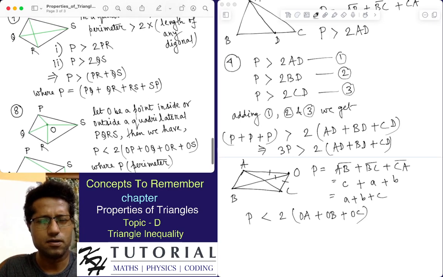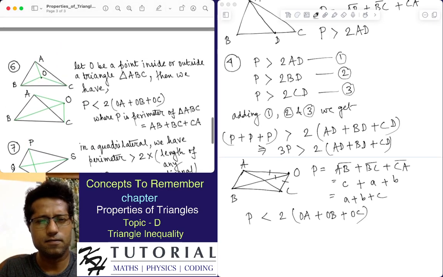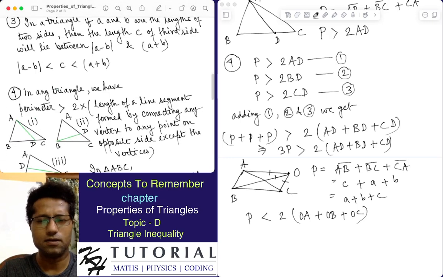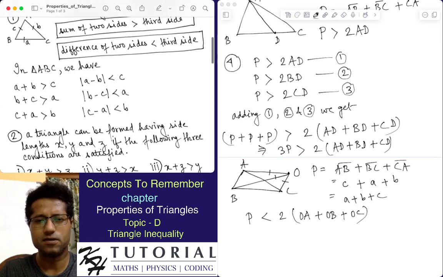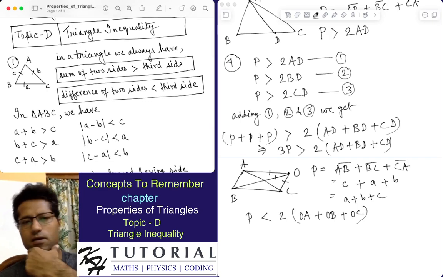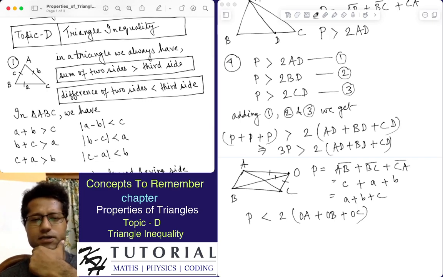Okay, that is all regarding the key aspects or points based on the triangle inequality. The two basic core concepts of the triangle inequality are that the sum of the lengths of any 2 sides of a triangle is greater than the length of the third side, and the second one is that the difference of the lengths of any 2 sides of a triangle is less than the length of the third side. Okay, so that is all for all the concepts in topic D on the triangle inequality.